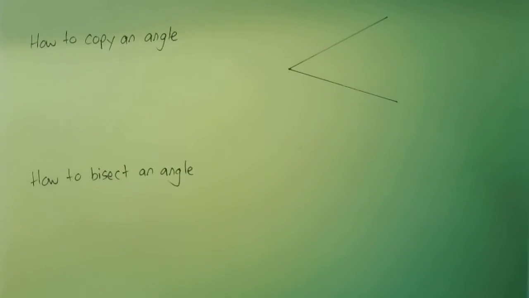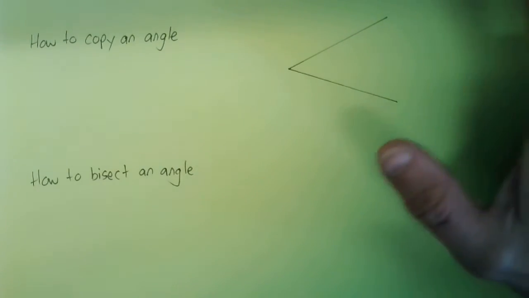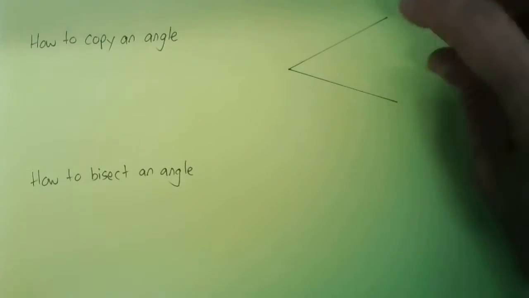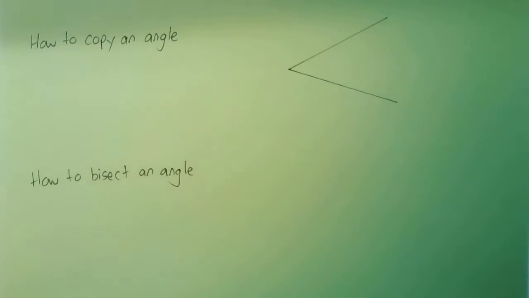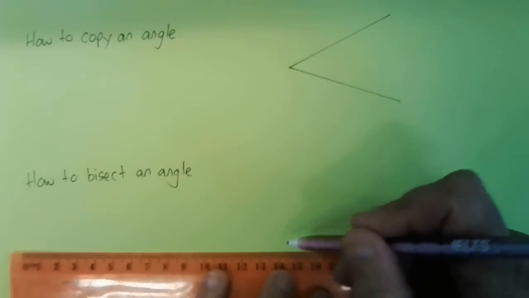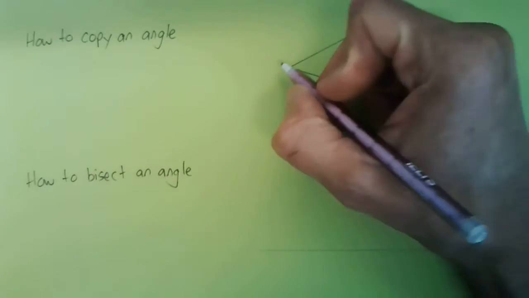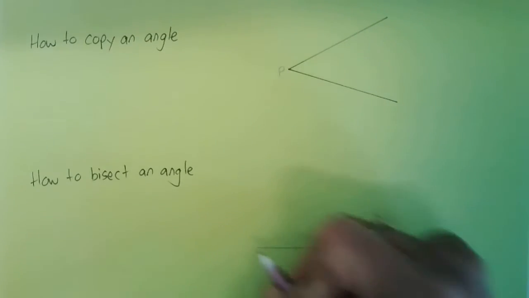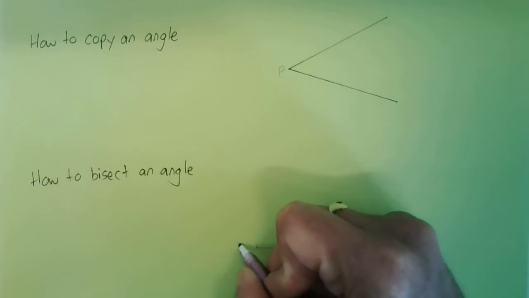Here we're going to look at how to copy an angle and how to bisect an angle. Now we don't know how big this angle is and we don't have a protractor to measure it, but I just want to copy it from here to, say, here. Say I want to copy it to this line here, where here's the point, and we'll say here's the point. So I want to copy this opening to here.